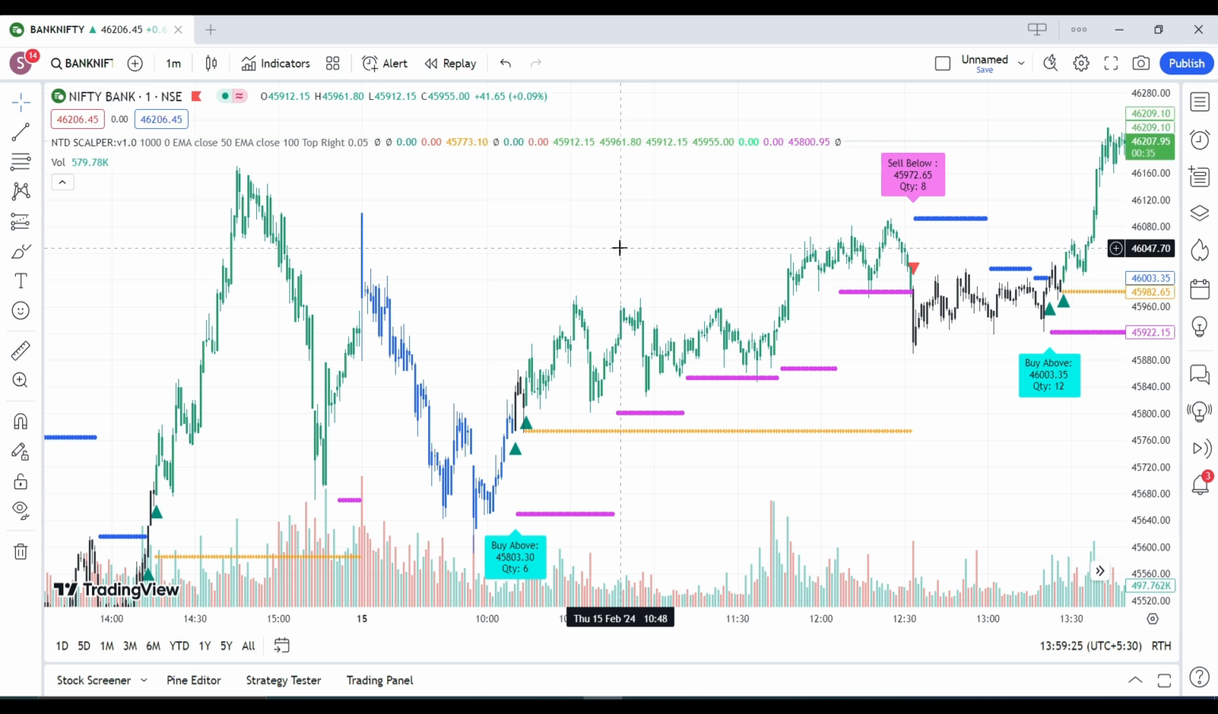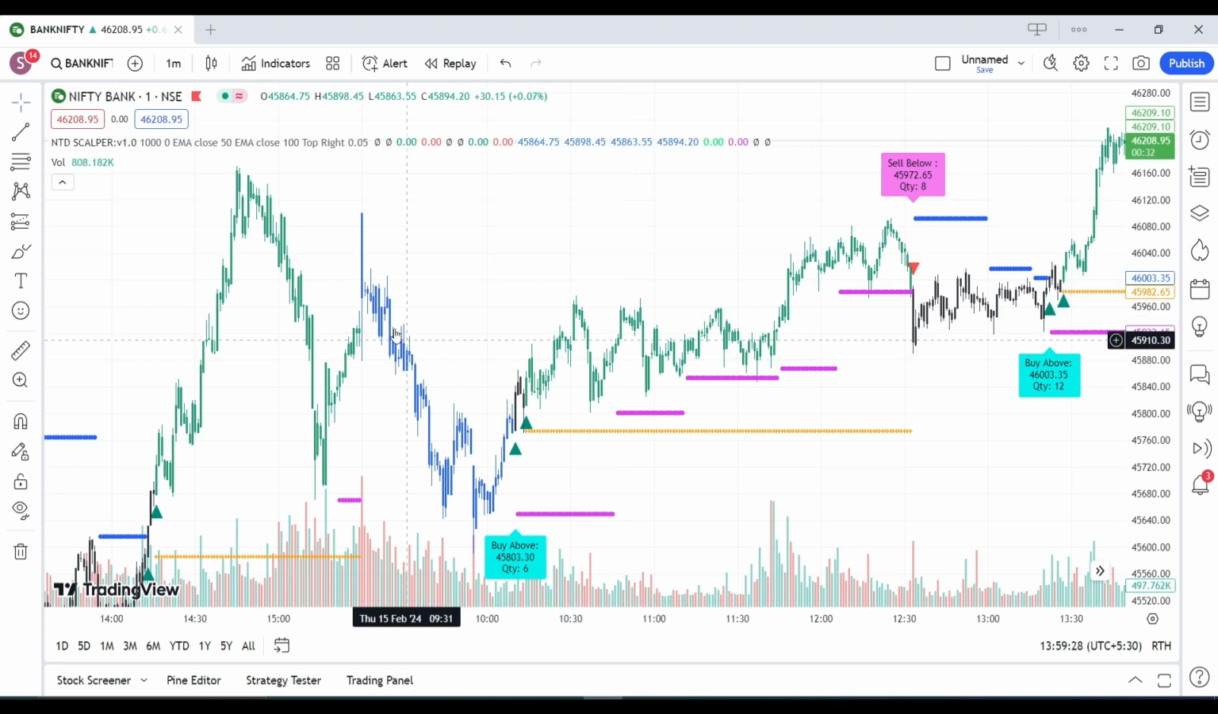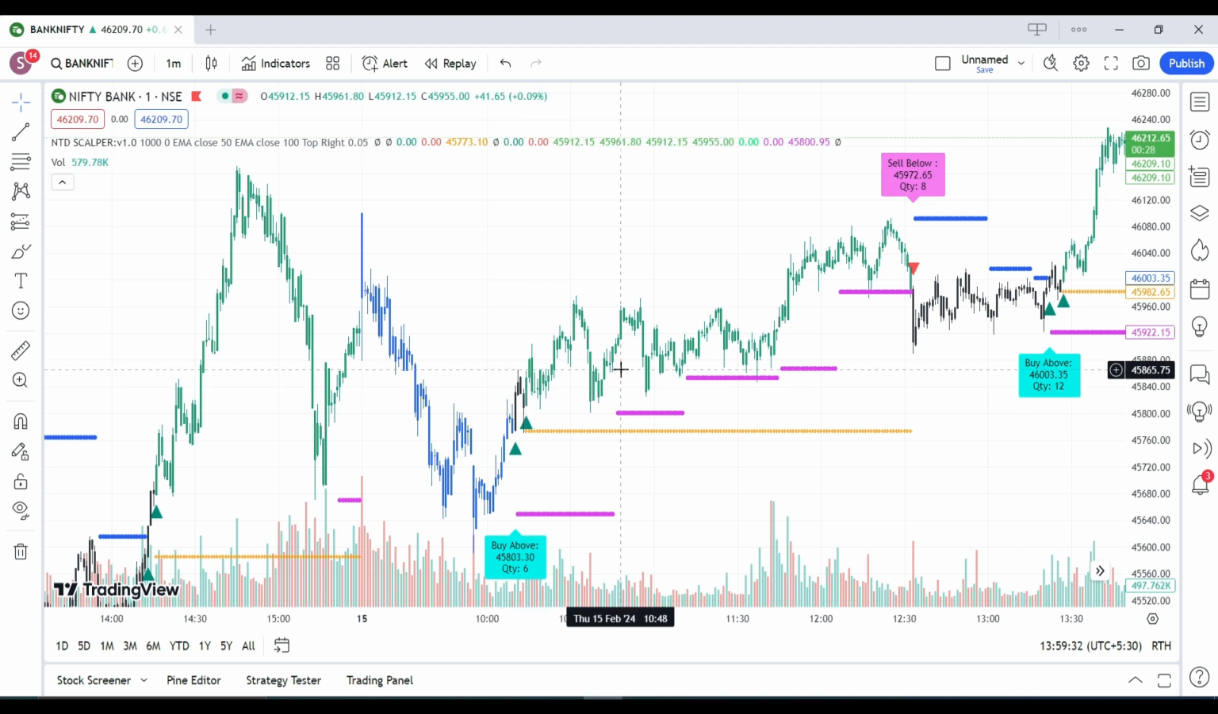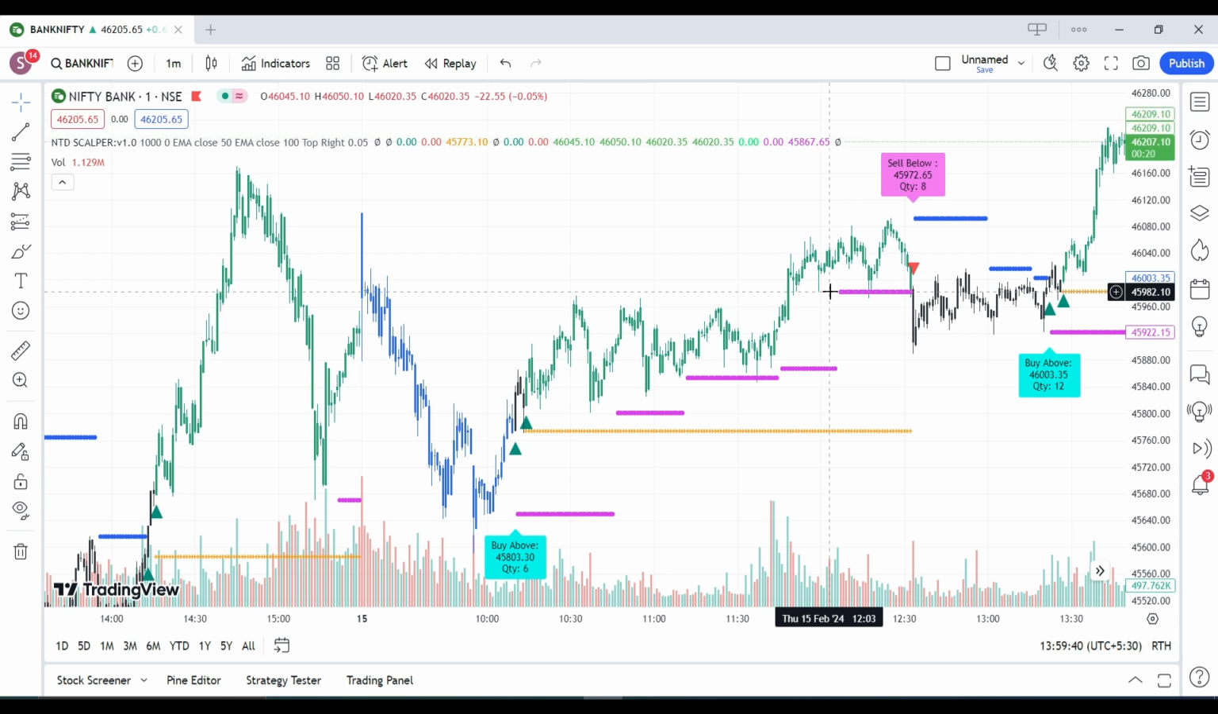There are total 4 colors in this indicator. One is the blue color candle. One is the black color candle. One is the green candle. Green candle obviously means buy. Red candle obviously means sell. That is very much clear. Green and red indicate what is the direction. Now what does this blue and what does this black candle mean?